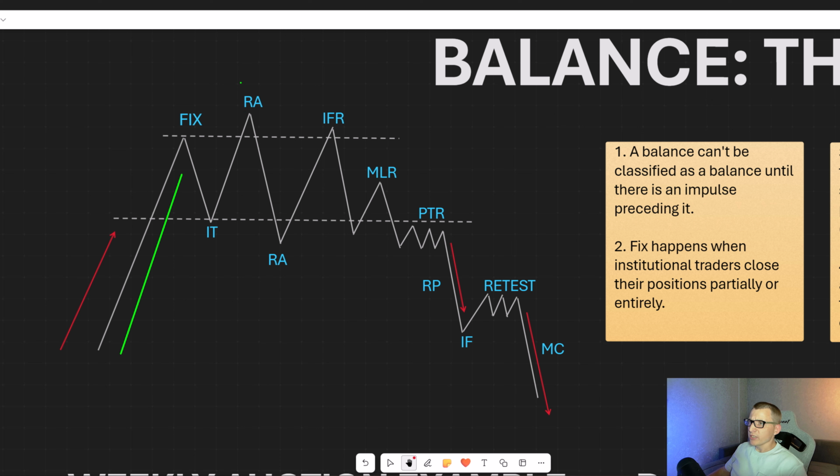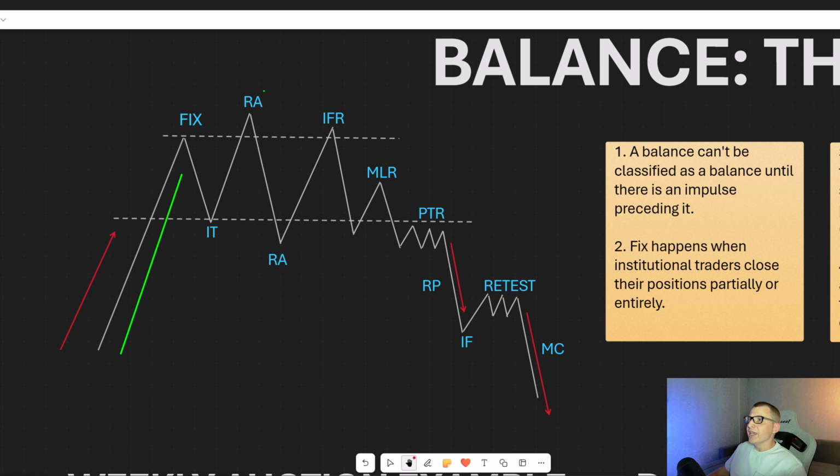Okay? Any balance can have one or two responsive activities, but of course not more than two because this is just impossible. Okay, and one responsive activity is also enough. We can already classify a balance as a balance when we at least see one responsive activity. So once again, two main factors to classify a balance as a balance: first, an impulse. We need to see an impulse before the formation of the first segment, and then the second crucial factor is a responsive activity, at least one.